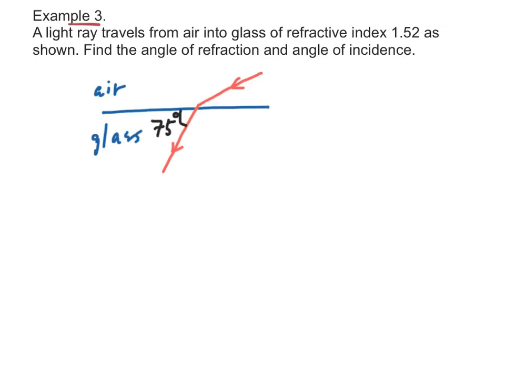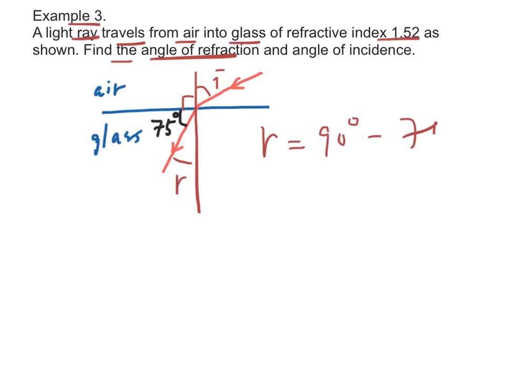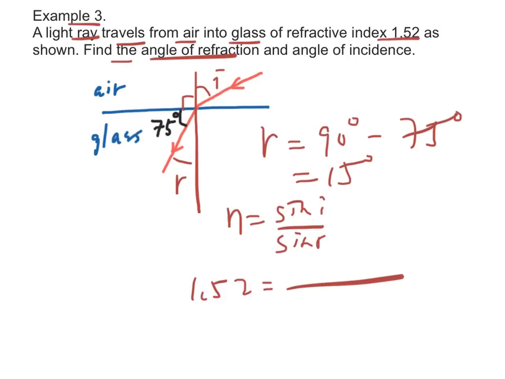Example 3. A light wave travels from air into glass of refractive index 1.52. Find the angle of refraction R and the angle of incidence I. R equal to 90 degrees minus 75 degrees, which is 15 degrees. By n equal to sin I over sin R, we have 1.52 equal to sin I over sin 15 degrees. Therefore, I equal to 23.2 degrees.